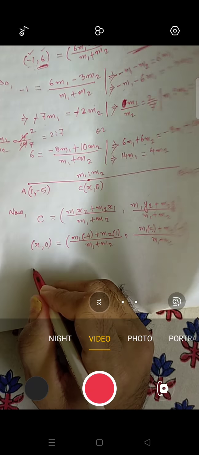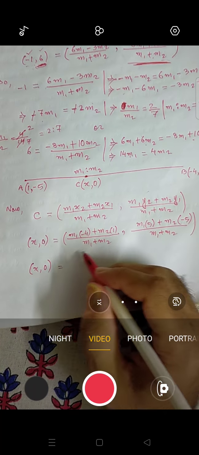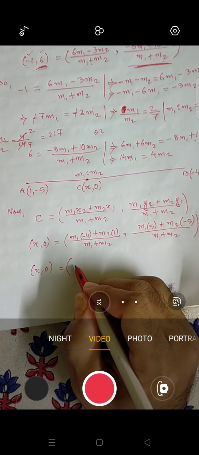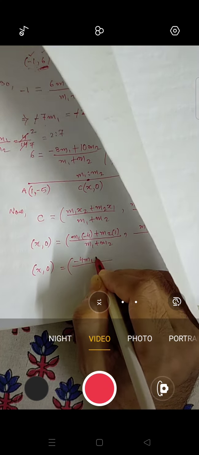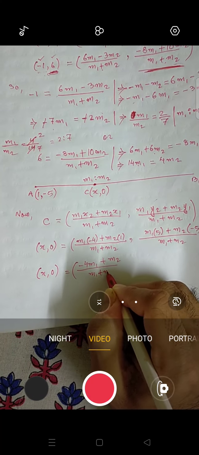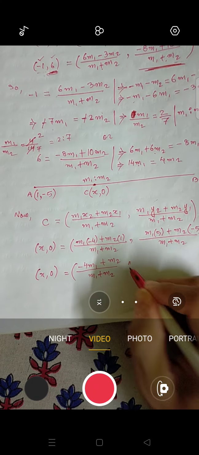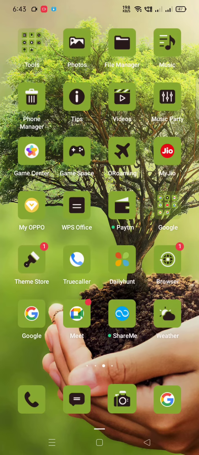Now let's check it. x comma 0. Now let's solve this one and see what we are getting. So this will become minus 4 m1 plus m2 by m1 plus m2, comma. This one will become 5 m1 minus 5 m2 by m1 plus m2.